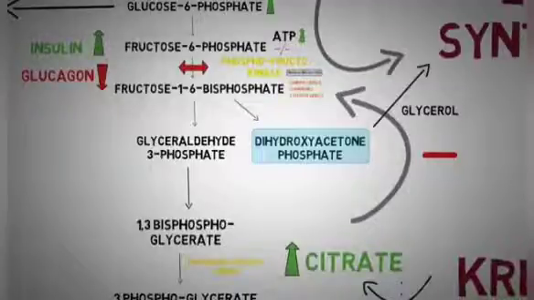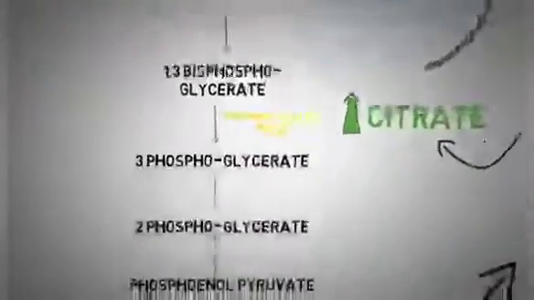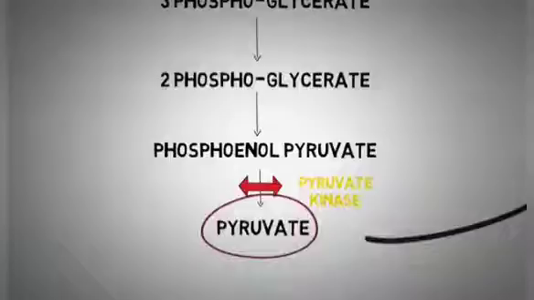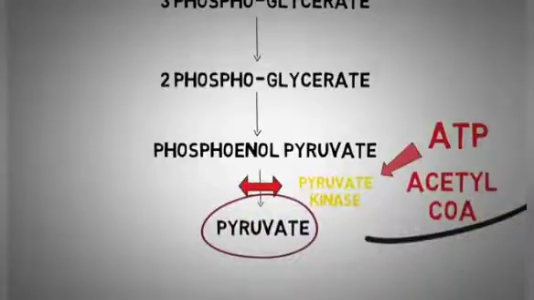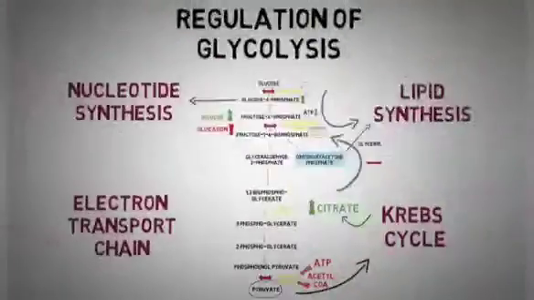The third point of regulation of glycolysis is at the last step, that is the conversion of phosphoenolpyruvate to pyruvate by the enzyme pyruvate kinase. So the regulation at this step is very simple. You just have to remember that if the products of this pathway, ATP and acetyl-CoA, accumulate in excessive concentration in the cell, this inhibits the pathway of glycolysis at this step. This is also just a normal negative feedback mechanism that operates in many pathways in our body. So this was the regulation of glycolysis.